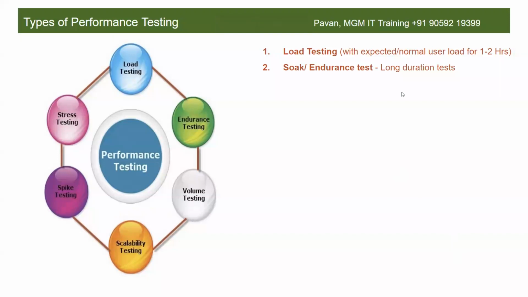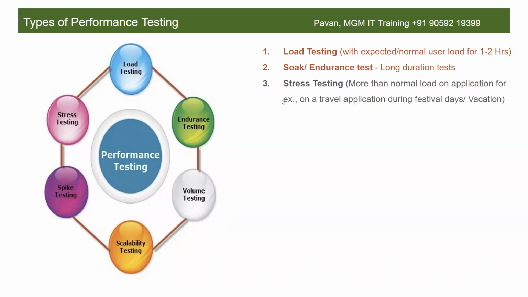So these are the first and foremost important types of performance testing: load testing and soak testing. Any application requires this load and soak testing. Not all applications require all types of testing. Okay, but load testing and soak testing is required for any application. That's why I have marked them in a different color and kept them in the beginning, to denote that these are the important ones.